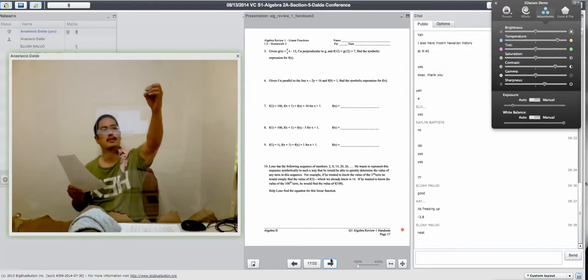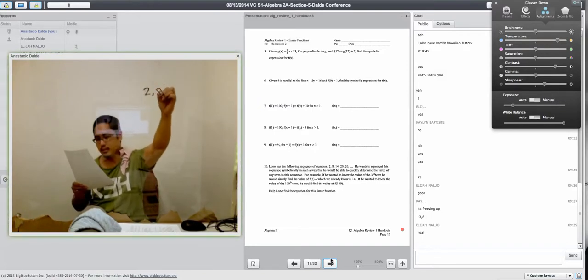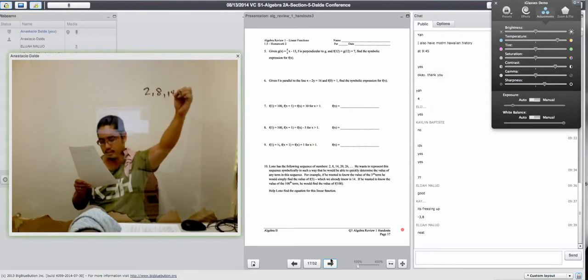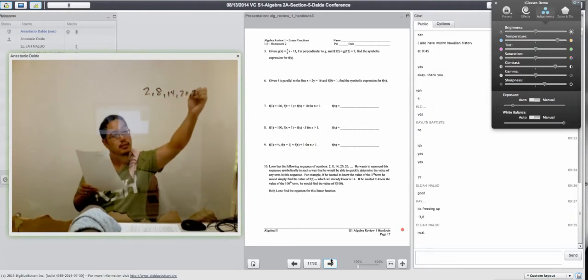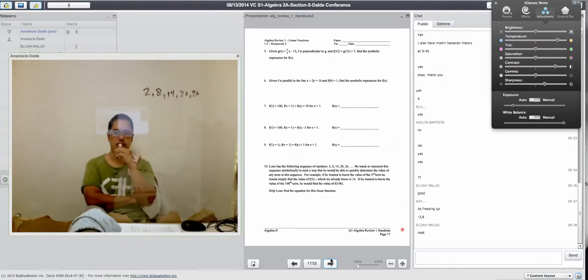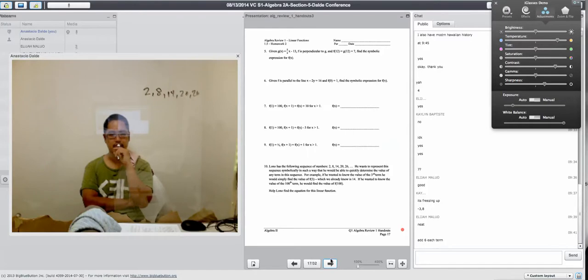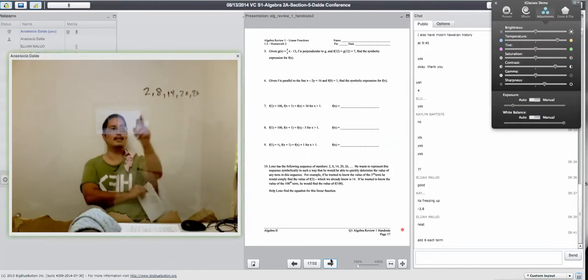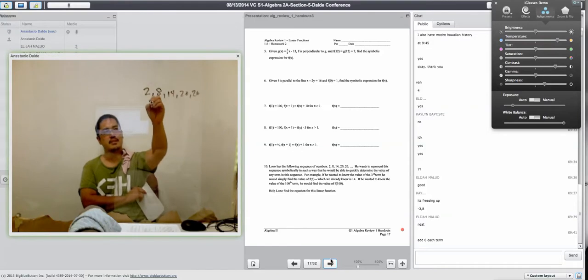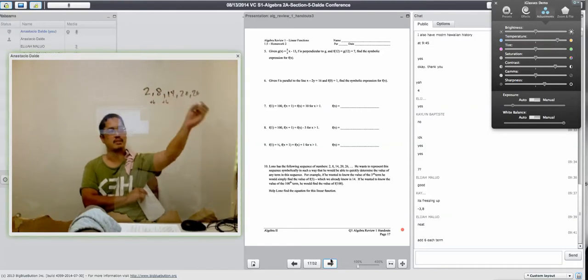Okay. 2, 8, 14, 20, 26. What's the pattern here, folks? Trying to figure out how to represent this as a function. Yeah, add 6, exactly. So 6, 6, 6, 6. All right. So plus 6, so on and so forth.